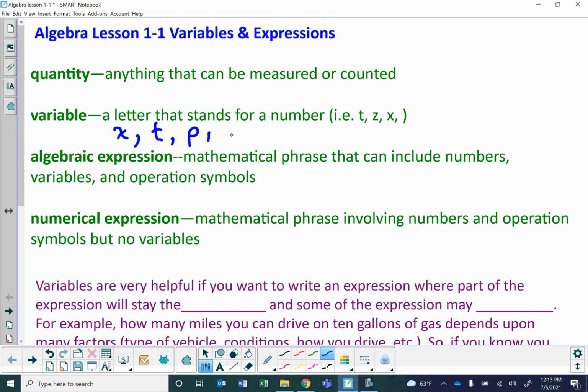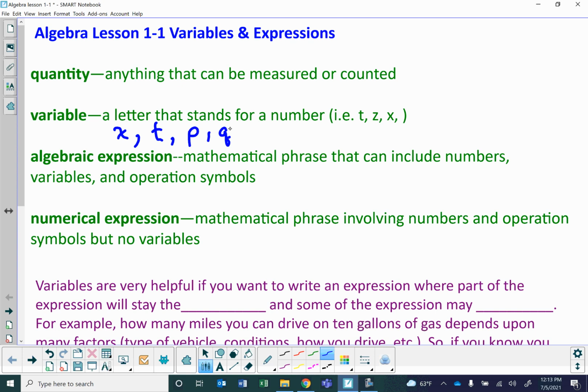The only letter we do not use is a lowercase i, because a lowercase i stands for the imaginary number, and you'll get into that when you get into Algebra 2. But anything else is pretty much fair game, as long as it looks like a letter versus a number.